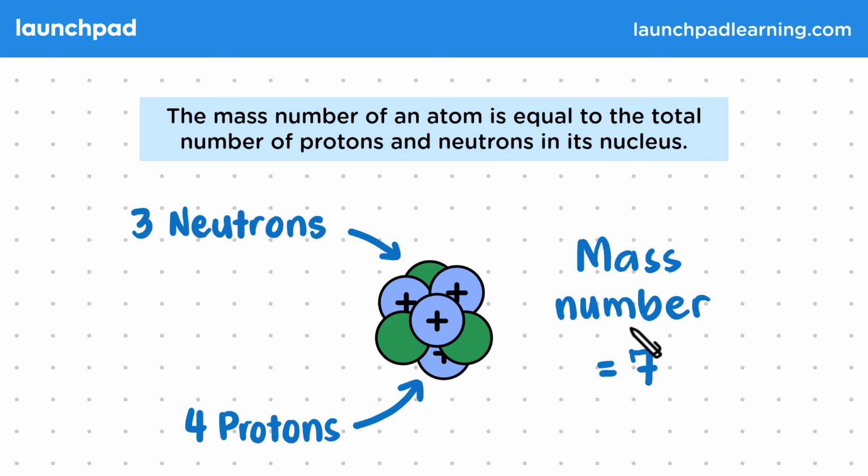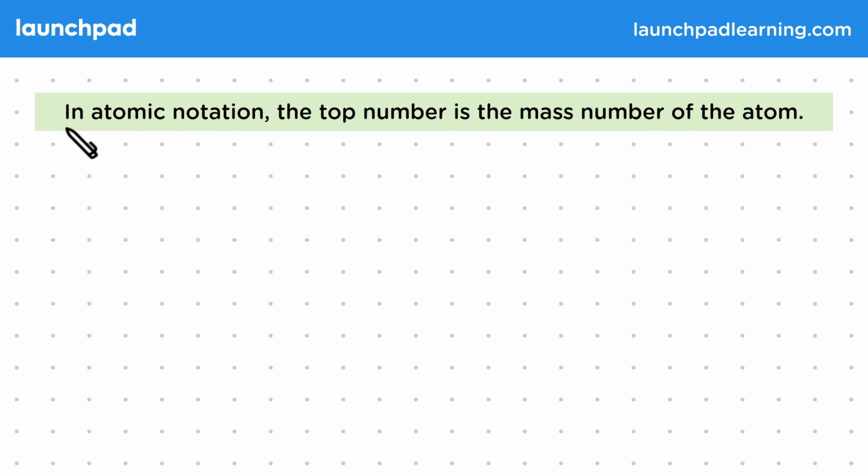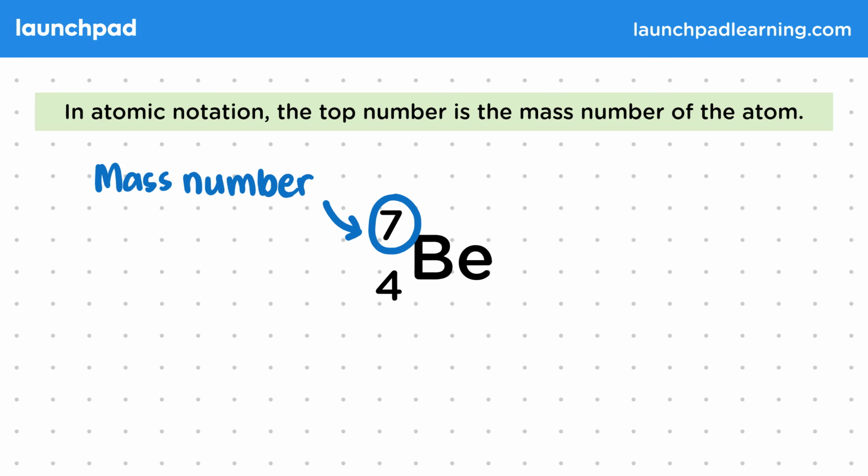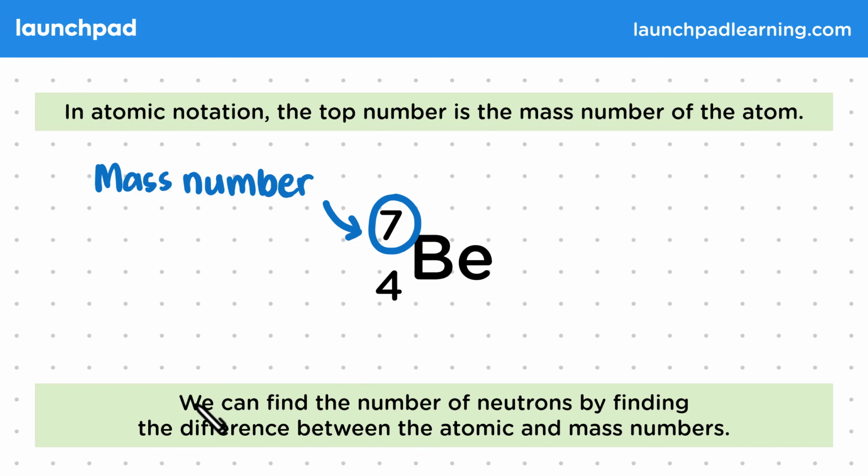But how does a mass number relate to atomic notation? Well, in atomic notation, the top number is the mass number of the atom. For example, let's consider the notation for this beryllium atom, which has the nucleus in the diagram we just saw. So this top number, the 7, represents the mass number.